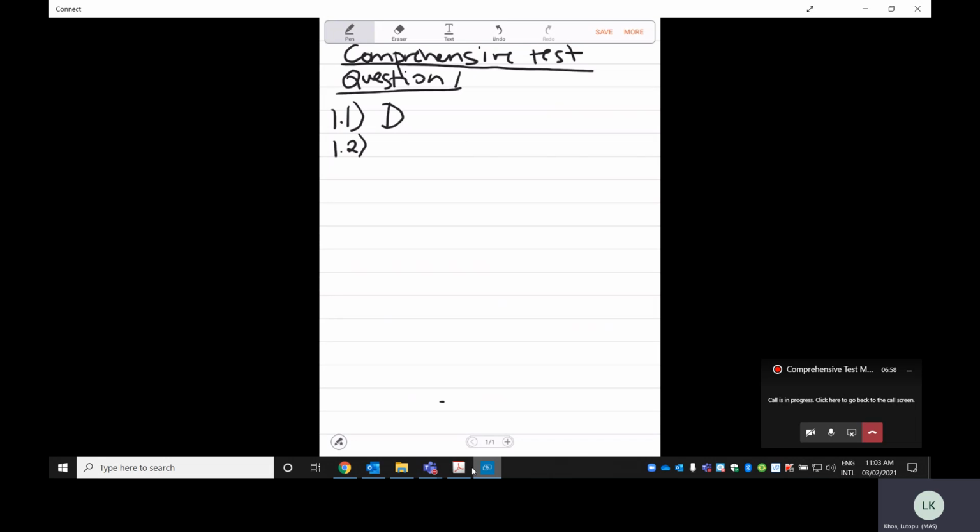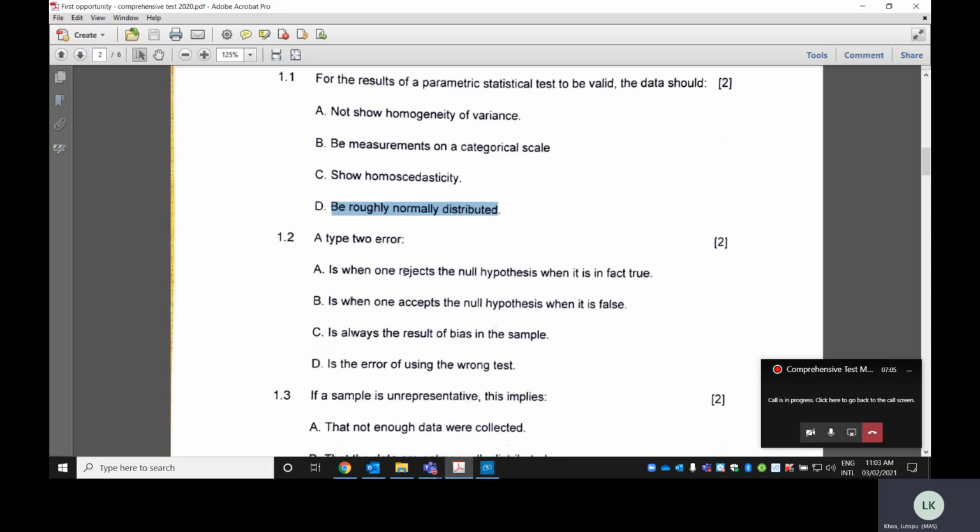And 1.2, a type 2 error is when one rejects the null hypothesis when it is in fact true, or one accepts the null hypothesis when it is false, or is always the result of a bias in the sample, or the error of using the test. So it's not C or D, because type 1 and type 2 errors involve rejecting or failing to reject a null hypothesis, depending on whether it is true or not.